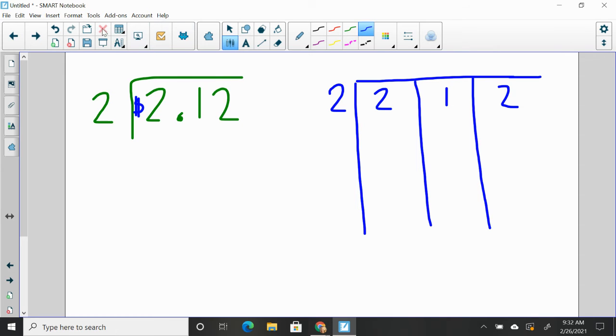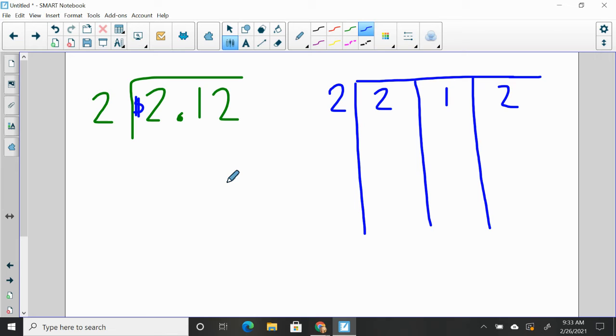$1.12. So we're going to get $1.06. Okay, we're each going to get $1.06. Okay, so let's make sure that we know how to do the math.